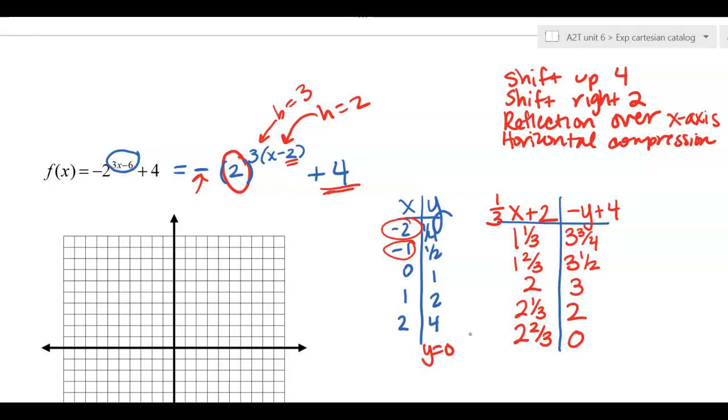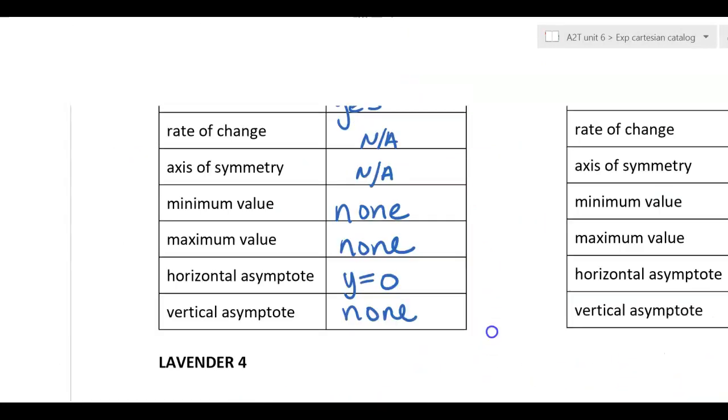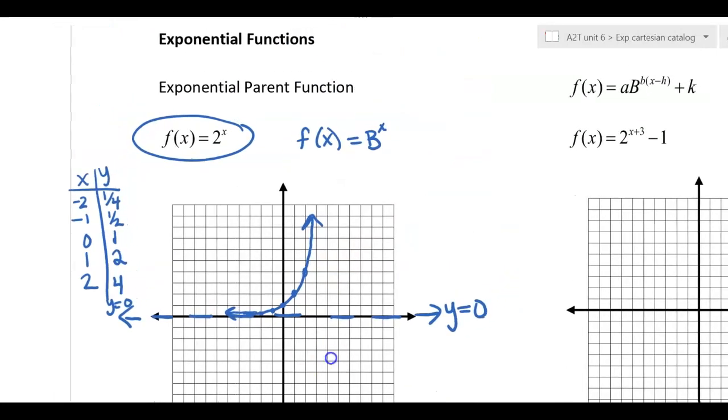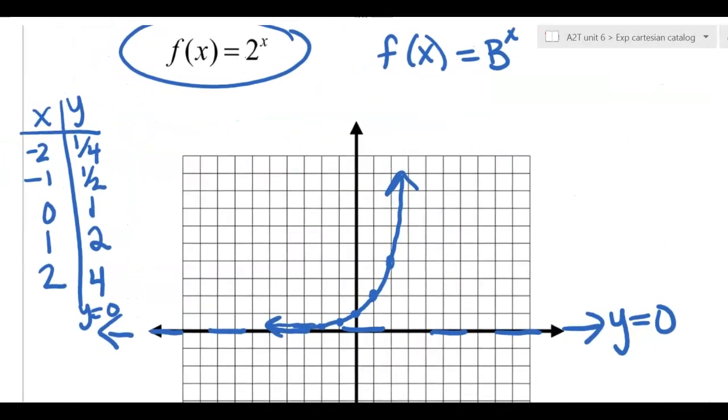In our parent functions, our asymptote is at 0. What is the only transformation that's going to move that asymptote? So I'm going to go back to my previous graph so you guys can visually see it. If I have a graph like this, if I horizontally stretch or compress it, is that going to change the location of the asymptote? No. Okay. If I vertically stretch or compress it, is it going to change the location of the asymptote?